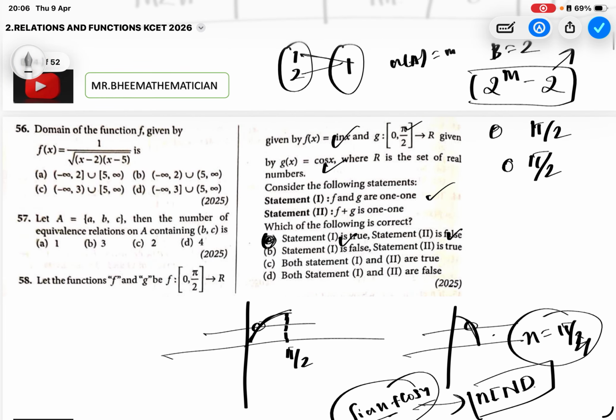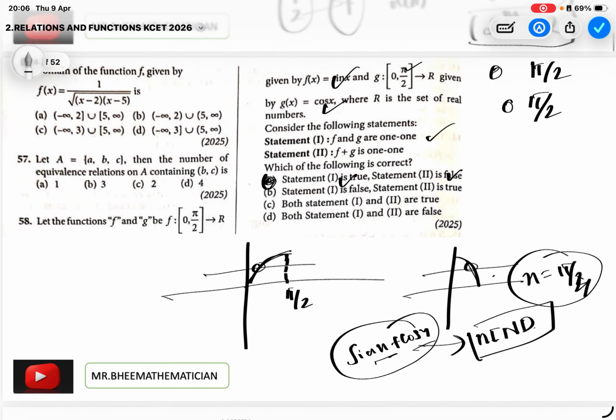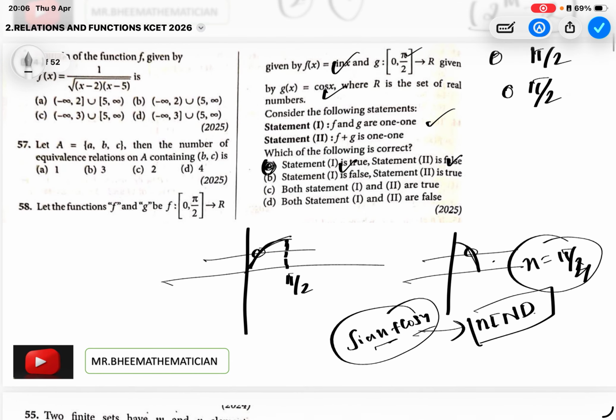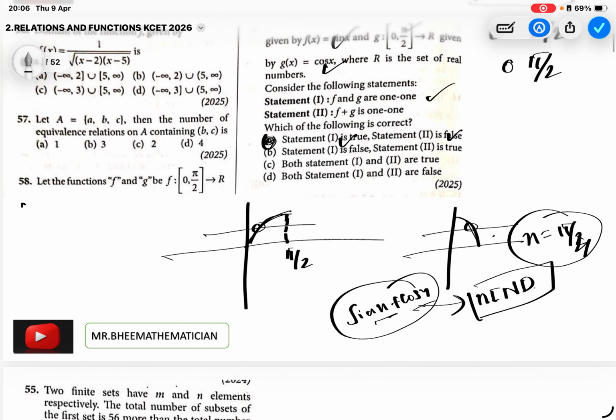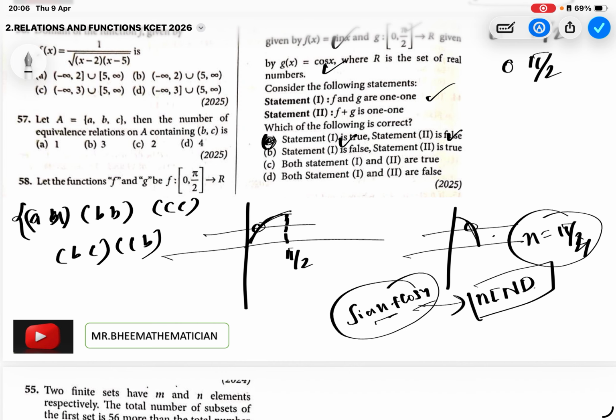And question number 52: using A, B, C, find the number of equivalence relations on A containing (B, C). This is also very easy. How is it easy? It contains (A, A), it is reflexive, then (B, B), (C, C), and using (B, C), then (B, C) and (C, B). This is one possibility, and we can make another relation also now. That is another possibility.